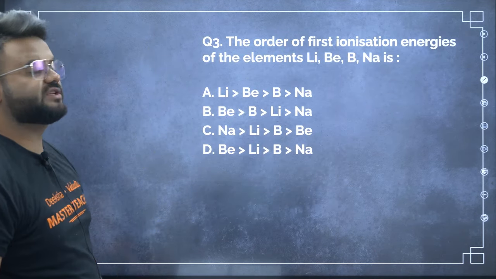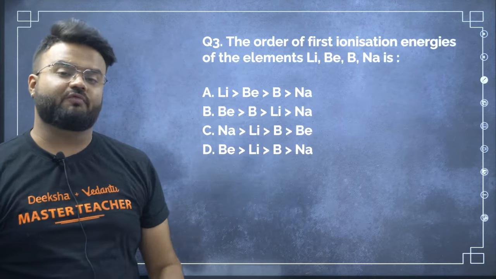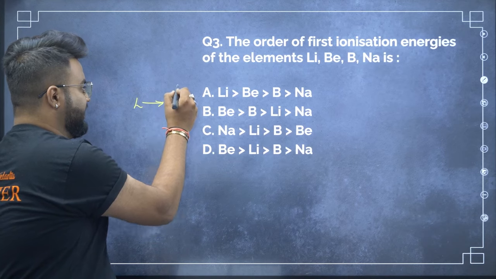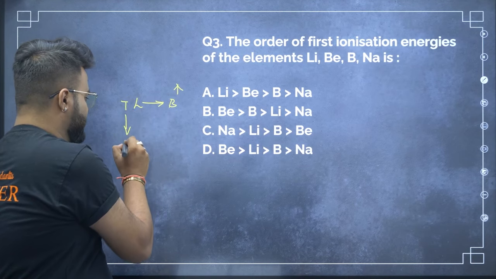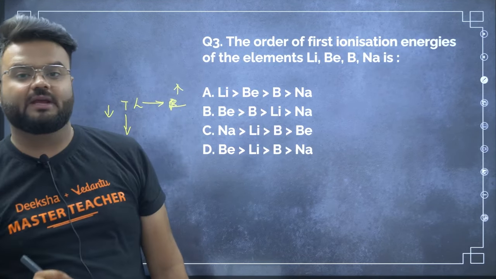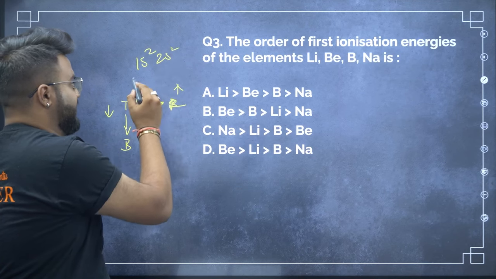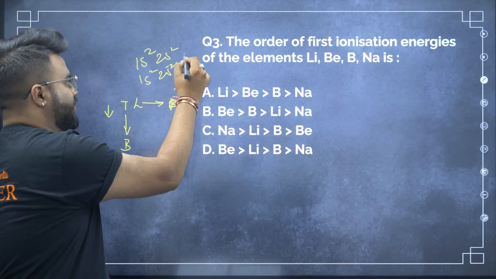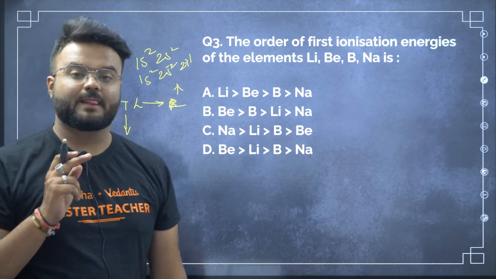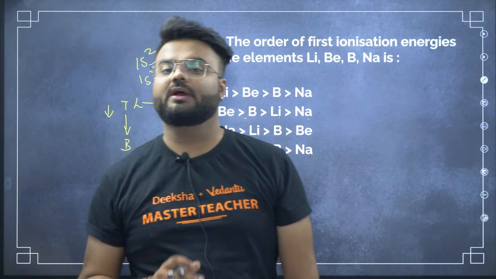Question number 3: the order of the first ionization energies of the elements lithium, beryllium, boron, sodium is dash. We know that ionization energy increases from left to right, and from top to bottom it decreases. Everyone knows this, but especially in the case of beryllium and boron, beryllium has the electronic configuration 1s2 2s2, completely filled, whereas boron has 1s2 2s2 2p1. Therefore beryllium has its s orbital completely filled. Therefore the correct order is beryllium, boron, lithium and sodium. That is option B, your right answer.